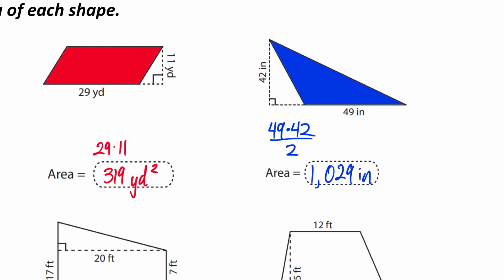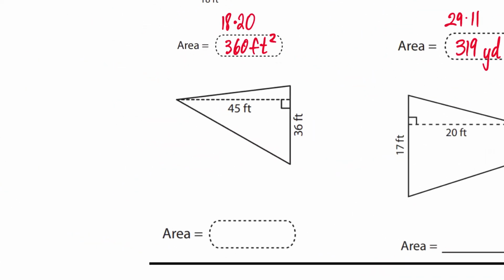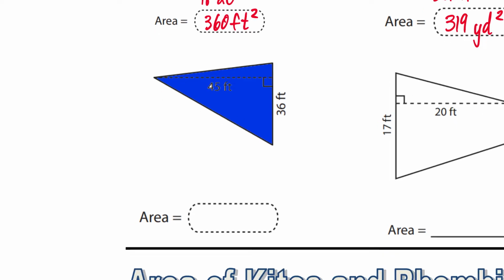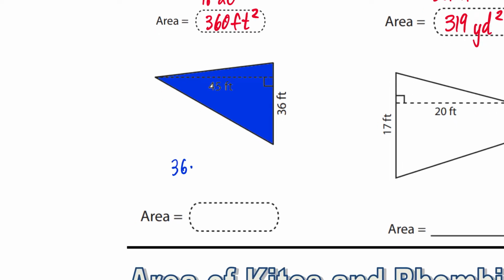$1,029 square inches. All right. Next one, same thing. The base is 36 times the height of 45 divided by 2. And it's 810 square feet.